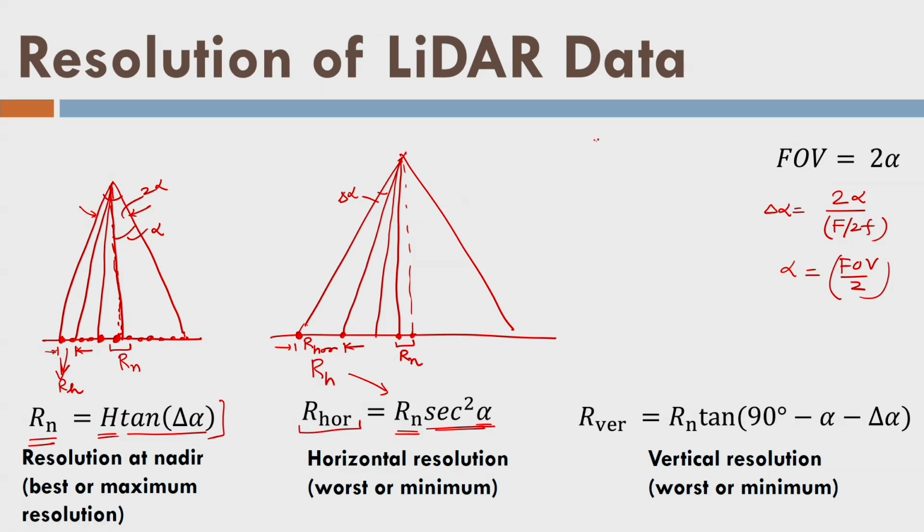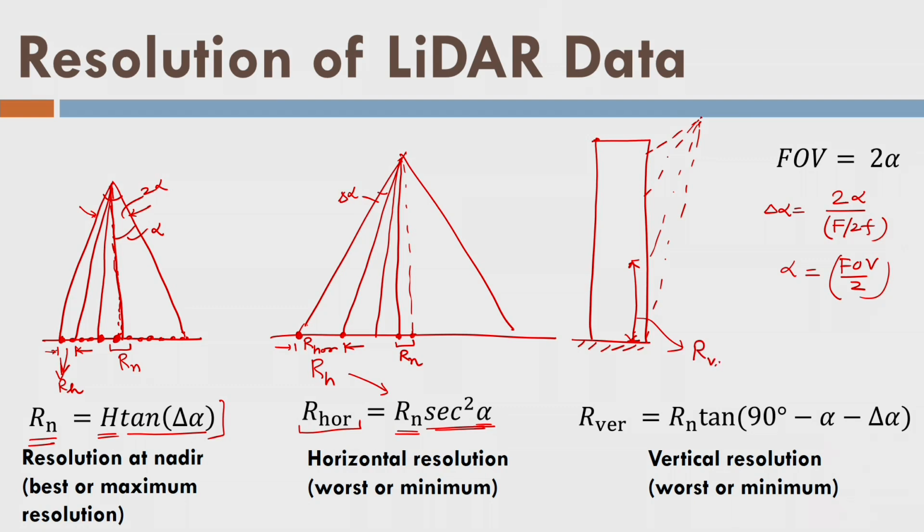Now what about the vertical? Let us say there is a building like this and these data points are fired like this. You can see here that the vertical resolution is worst at the bottom of a building. So this vertical resolution, R vertical or RVER, is given by Rn times tan(90° − α − Δα). So it is again the worst or the minimum resolution. We should understand this also.